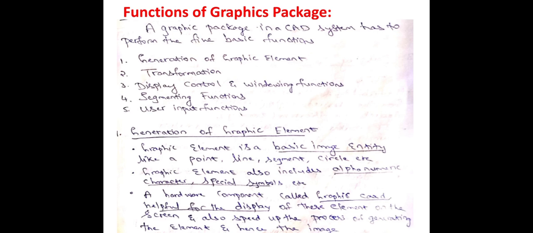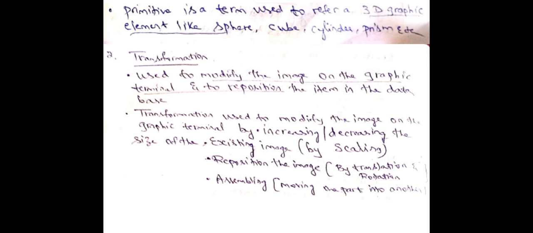So you people know, right? If you want to play games on a laptop or computer, the computer needs to have an inbuilt graphics card. So that's what they are specifying here. Graphics card helps speed up the process of generating the graphic element using the software. Primitive is a term used to refer to 3D graphic elements: sphere, cube, cylinder, prism, etc.